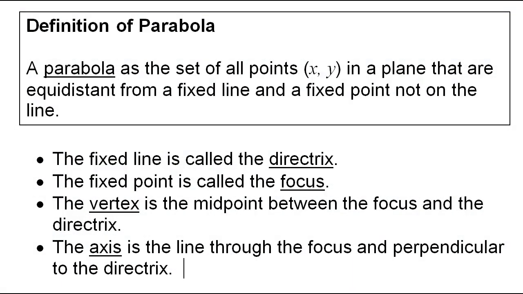Okay, here's our definition of parabola. A parabola is the set of all points x, y in a plane that are equidistant from a fixed line and a fixed point not on the line. The fixed line is called the directrix, the fixed point is called the focus, and the vertex is the midpoint between the focus and the directrix. It is going to be either the lowest point of our parabola or the highest point. Now every parabola is symmetric, so it will have an axis of symmetry, which is a line that goes straight through the focus and the vertex, and it's going to be perpendicular to the directrix.